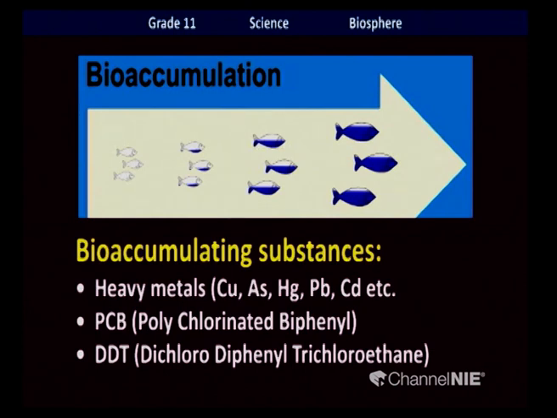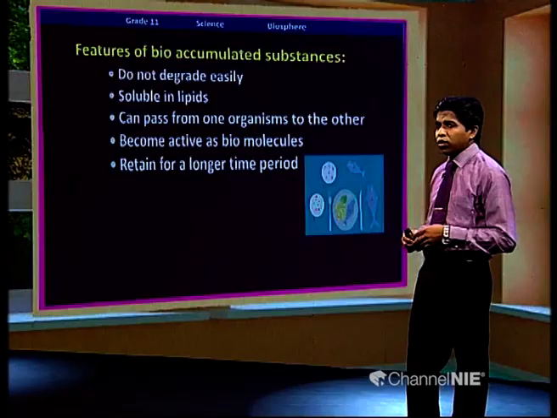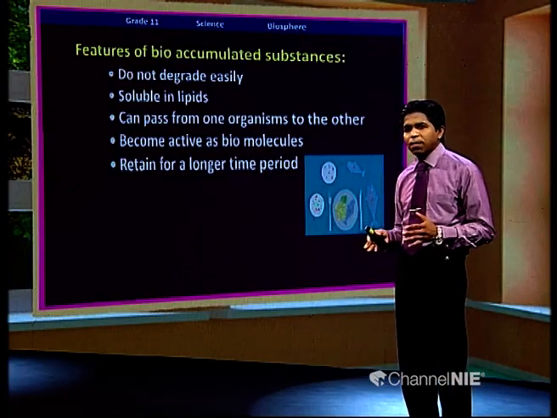So DDT was used in the 1950s in Sri Lanka to combat malaria, to eradicate the disease malaria. But later they stopped using this because they found that this is a bioaccumulating substance. Next one, what are the characteristics or the features of bioaccumulating substances?